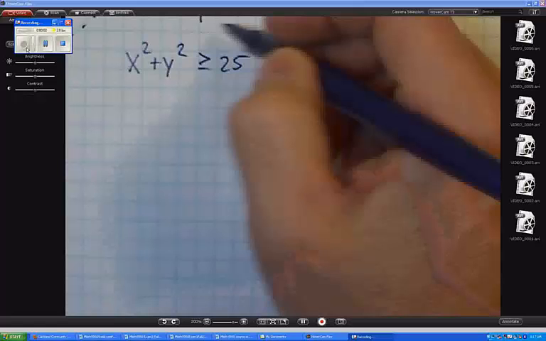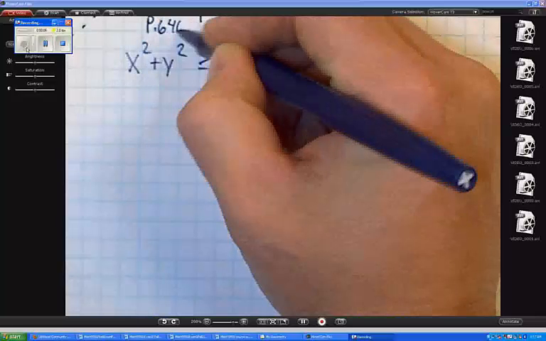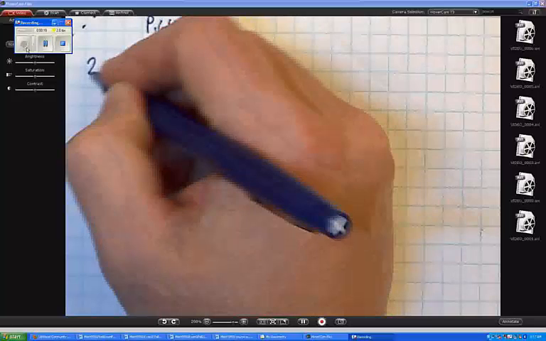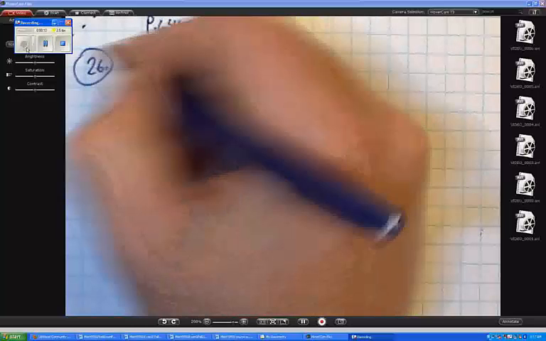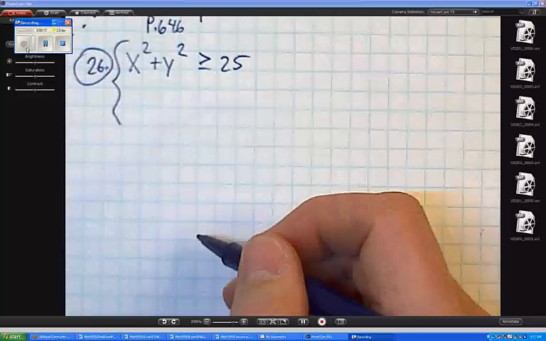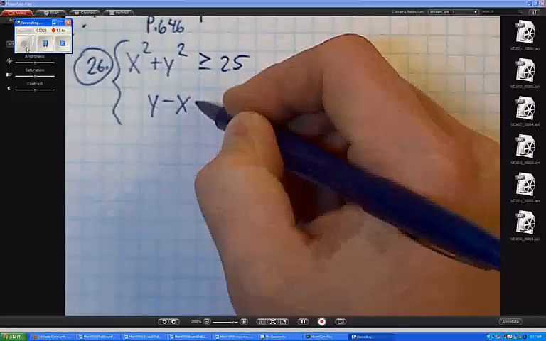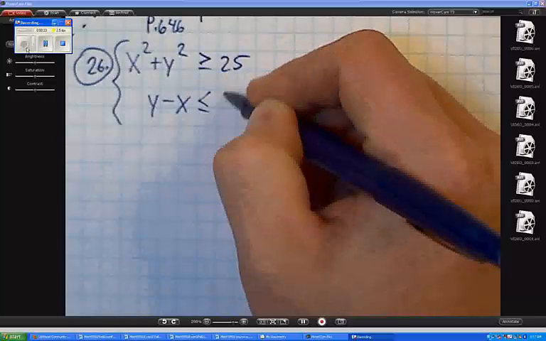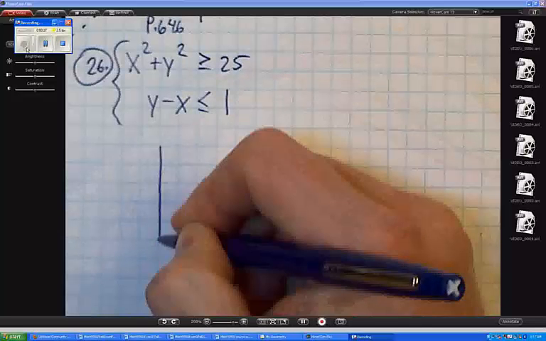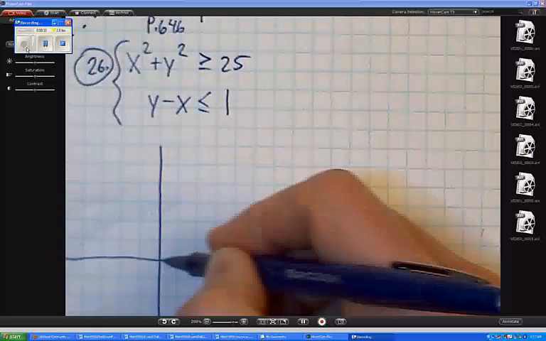So I'm working on page 646, number 26. So we're doing a system of inequalities. X squared plus y squared bigger than or equal to 25. Y minus x is less than or equal to 1. So if I'm going to draw a picture here, let's say these are my axes.